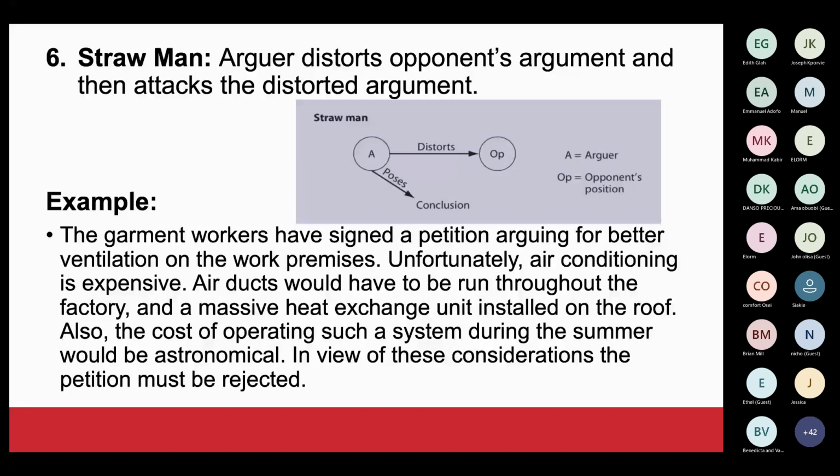There was nothing like that. Okay, so these arguers find it expedient to distort their argument first. After distorting, they say, oh, unfortunately, air conditioning is expensive. What is he doing? He's trying to disorient, displace the credibility of what the opponents have said. They need a ventilation, a better ventilation. He's trying to displace that to mean something else, which is not the case.